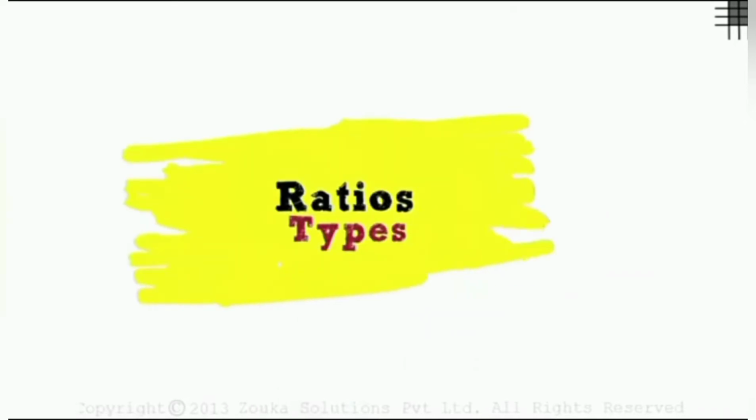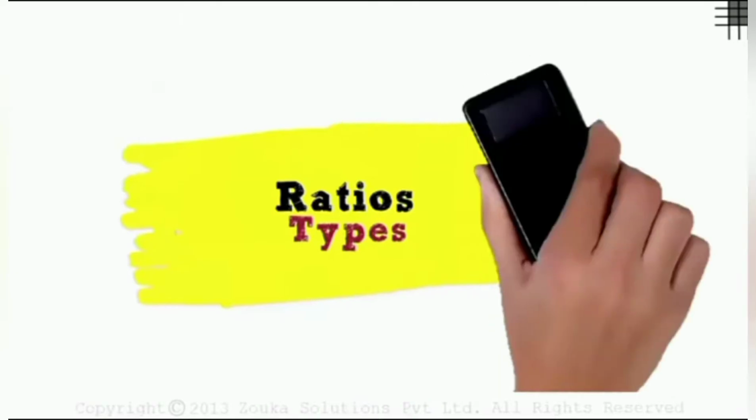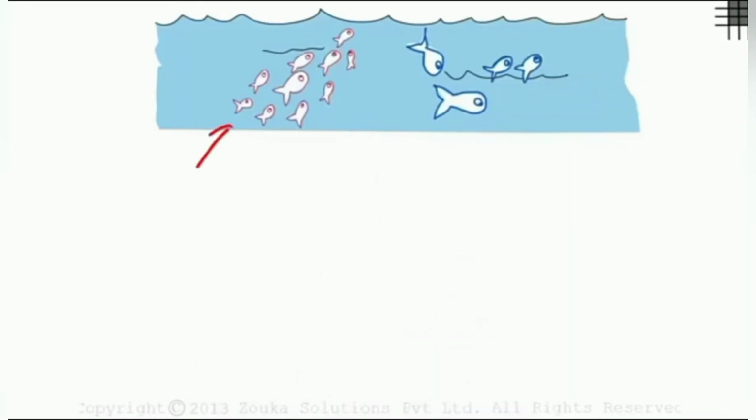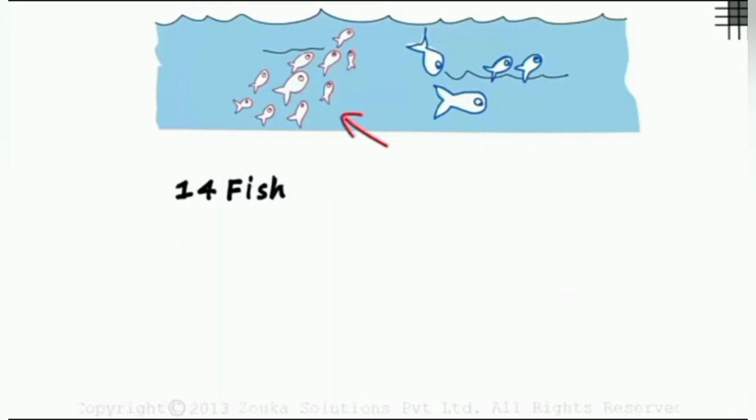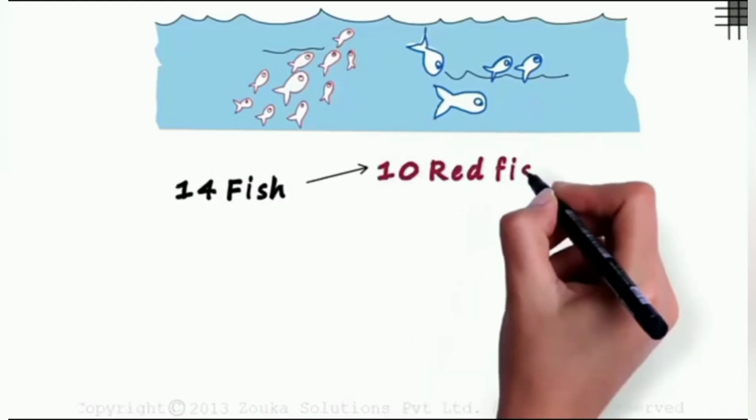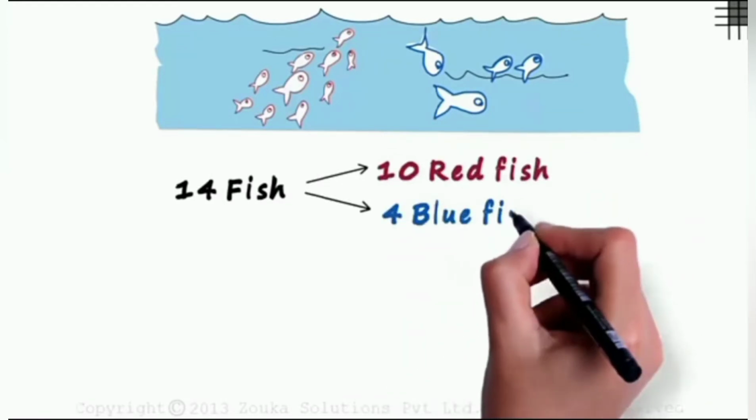Today we will discuss types of ratios. Think about a pond. Here a few fish you can see. Some are red in color, some are blue. In total 14 fish you can see here, where 10 are red and 4 are blue fish.